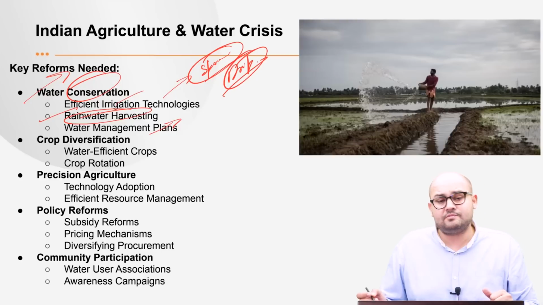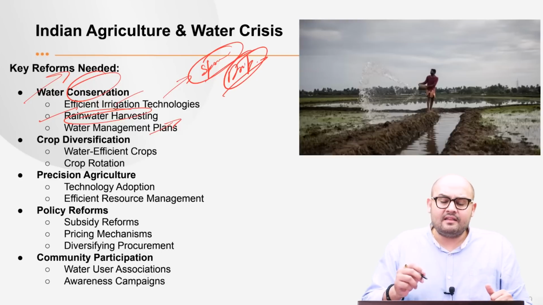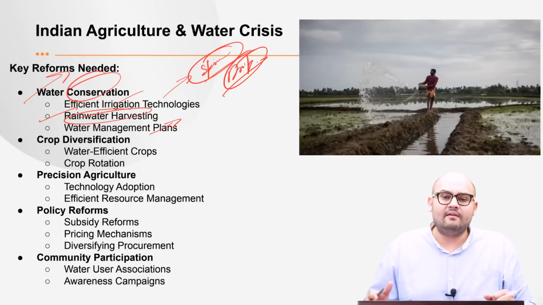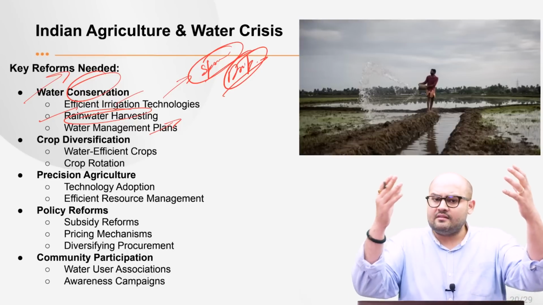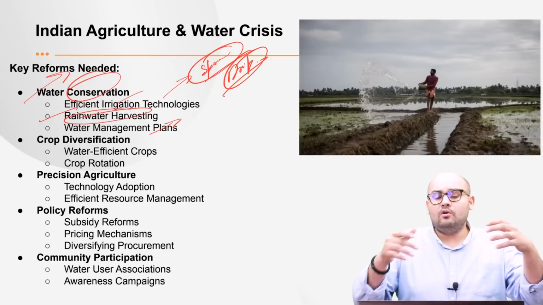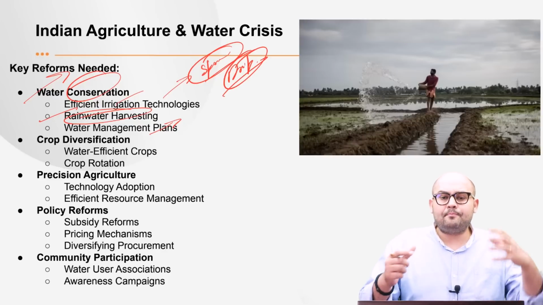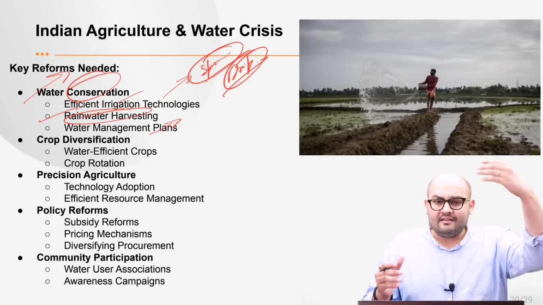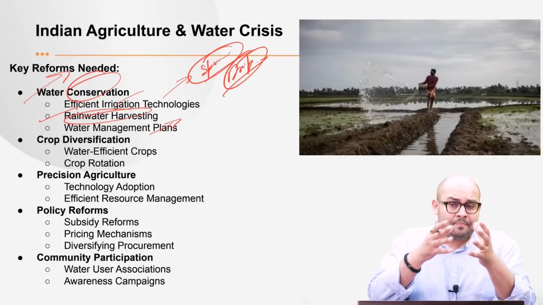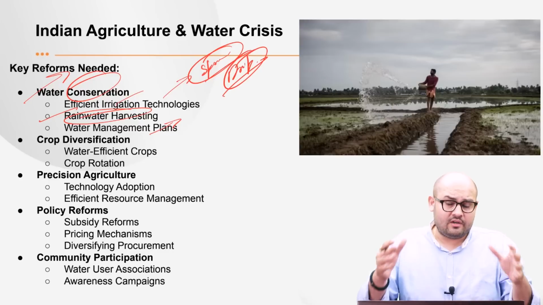Next is water management plans. The sad part is that there is an absence of these water management plans even at the local level. The central government prepares it, the state government prepares it, but it is not being followed by the local authorities. So what we need to do is have proper water management plans. The center has to guide the states, and the state has to make sure that the local authorities have adequate plans in order to deal with the water resources.